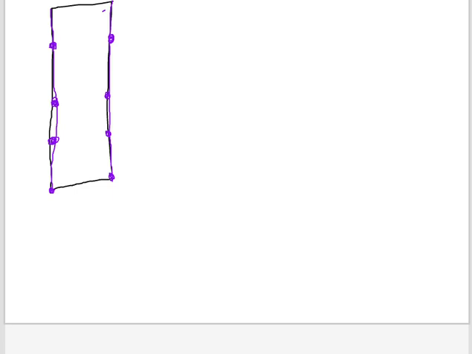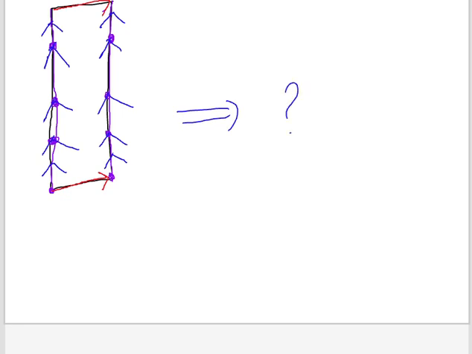And others. This side is equivalent to this side. Okay? And this side is equivalent to this side. Okay? They are equivalent. Okay? What we can get? Anybody, can you tell me what we can get from this equivalent relation on rectangle?